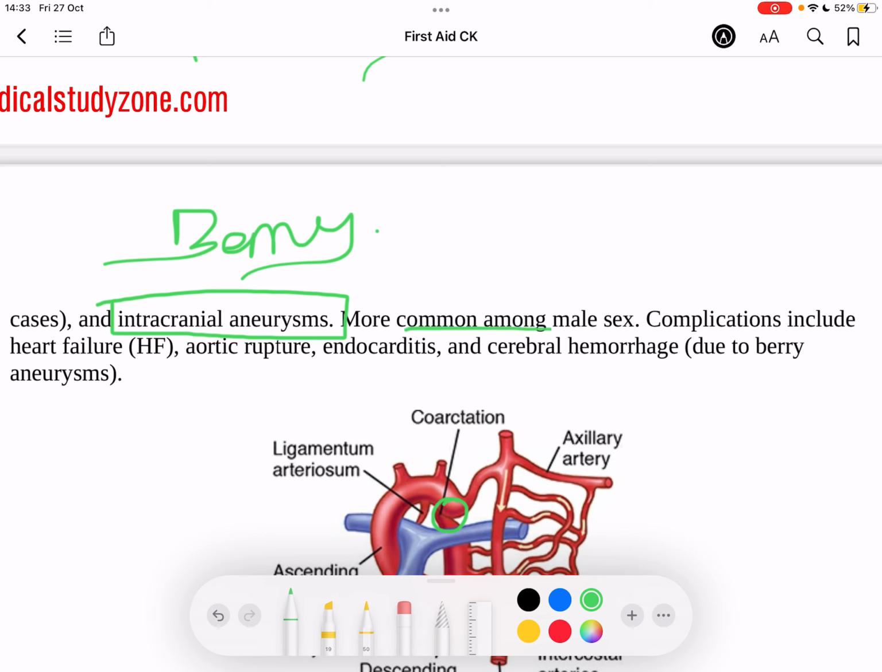It's more common in men, and complications can include heart failure, aortic rupture because of the increased pressures proximal to the coarctation, endocarditis, and cerebral hemorrhage due to berry aneurysm rupture.